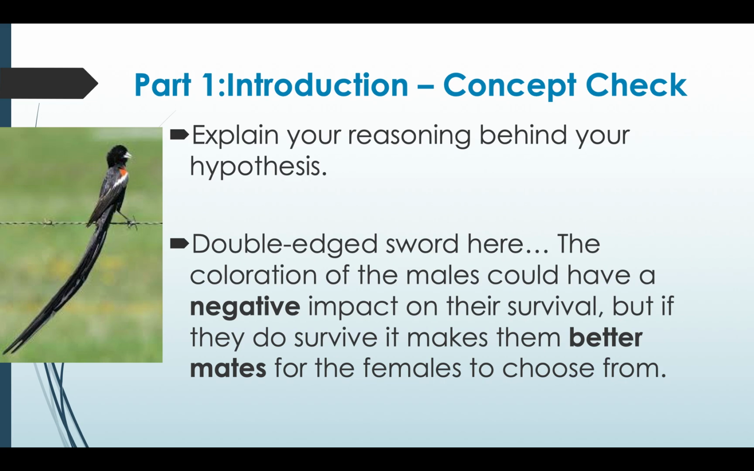And what I mean by that is, remember the males, instead of them being brown or like a tannish color, blending into their environments, when it comes to breeding season, these males are actually going to have a negative impact on their survival during mating season because of the color that they turn. Okay, so they're going to have bright red, bright yellow, black, and as you can just see in the picture here, this bird stands out quite a bit in its environment. So if they do survive, it makes them better mates for females to choose from, because clearly they have better survival skills to be able to survive from predation.